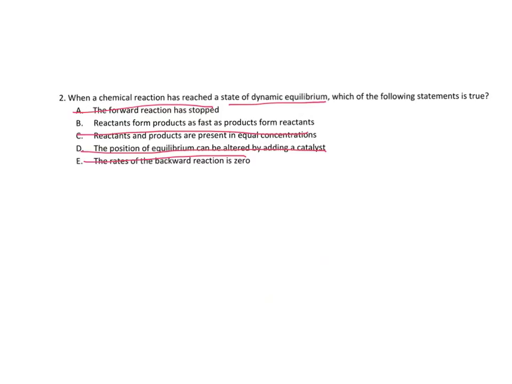Reactants form products as fast as products form reactants, which is what we just said about the dynamic equilibrium. The rates of the forward and reverse reactions, where the forward reaction is reactants to products and the backward reaction is products to reactants, begin to occur at the same rate. So our answer is B. At dynamic equilibrium, reactants form products as fast as products form reactants.